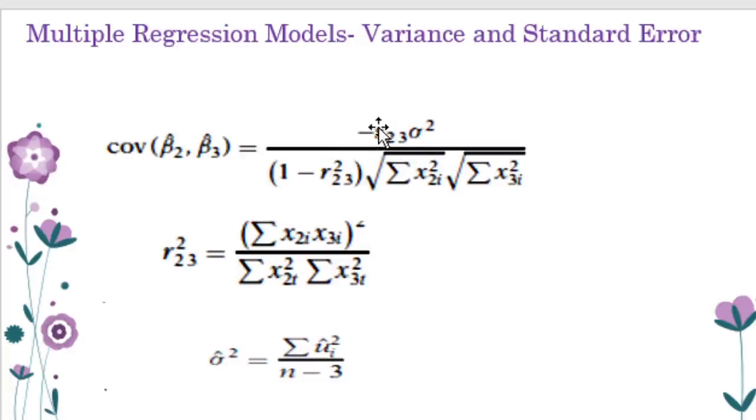Here r23 is the sample coefficient of correlation between x2 and x3, into sigma square divided by 1 minus r23 square, into root of sigma x2i square and root of sigma x3i square. And sigma cap square equals sigma ui cap square divided by n minus 3. Earlier it was sigma ui cap square divided by n minus 2. Here the number of parameters to be estimated is 3, and therefore n minus k is the formula: sigma ui cap square divided by n minus 3.